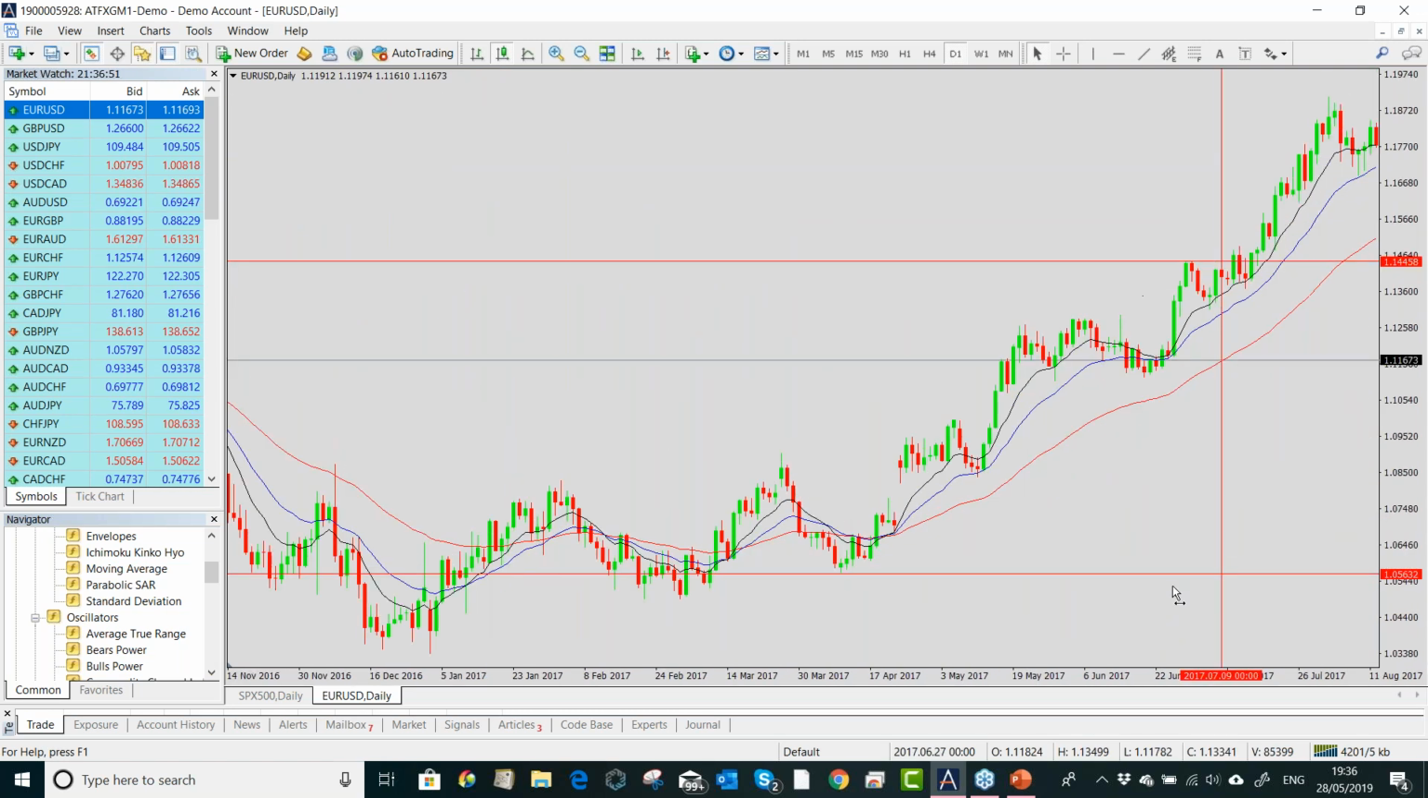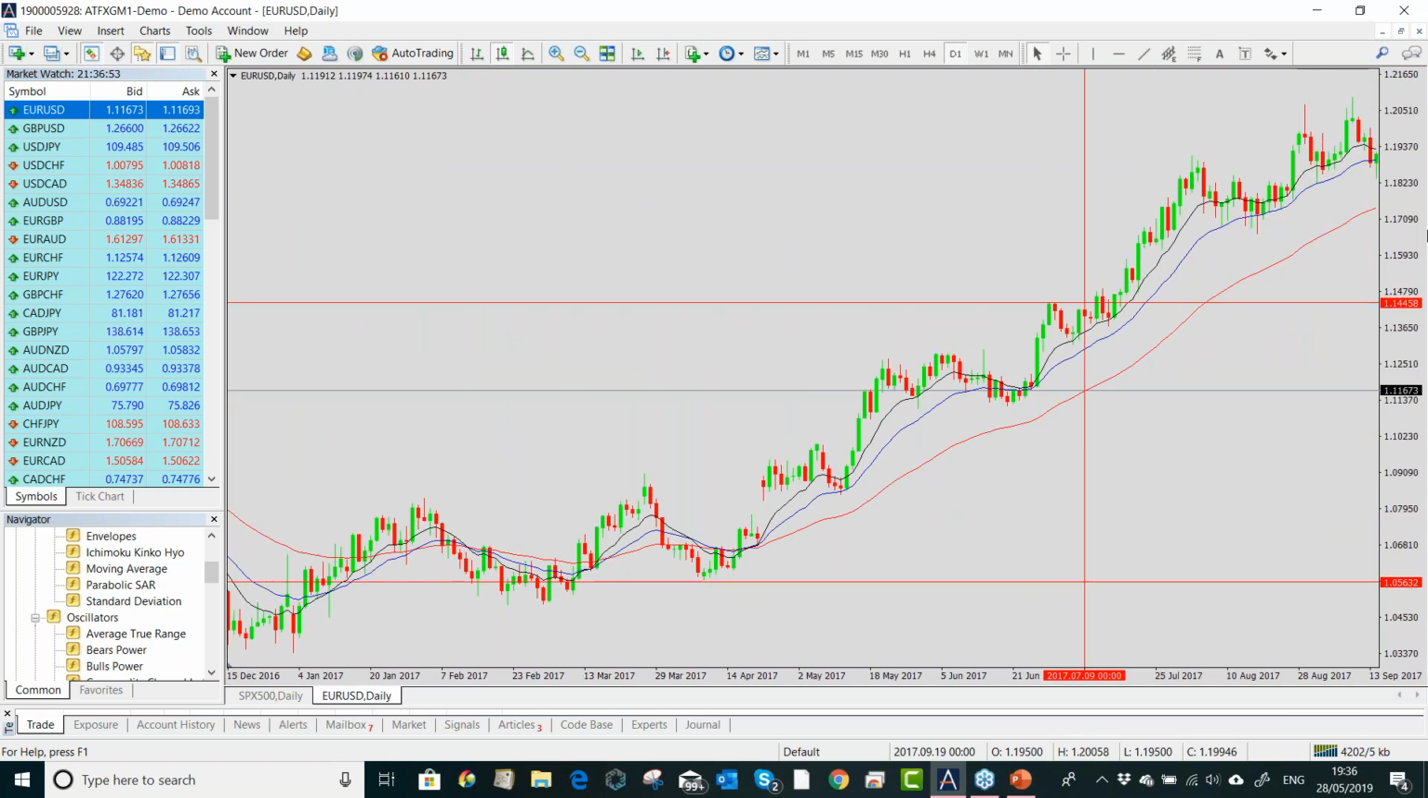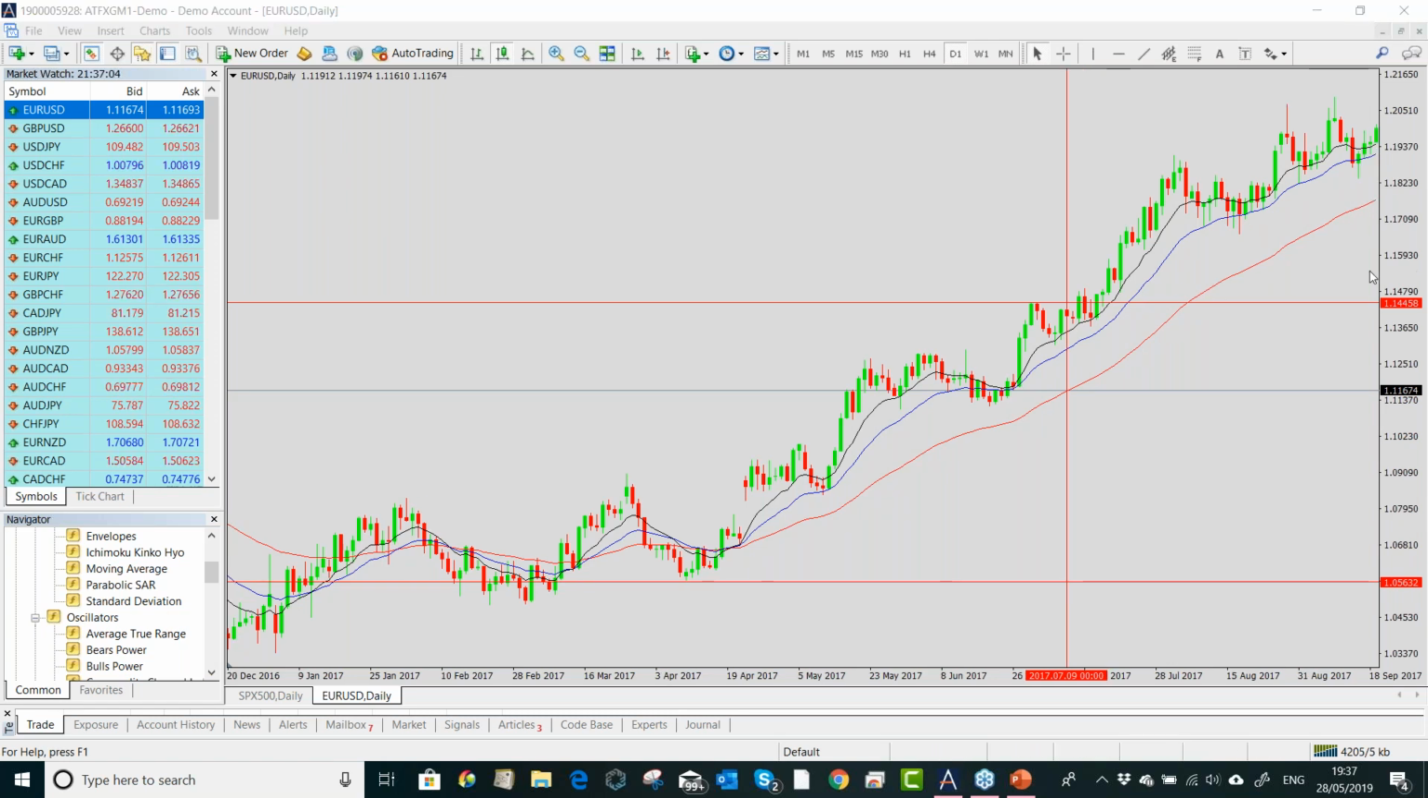But you can also see how once we do finally break out of that range, which is just coming up here, just around there, we break out, and we then see the start of an uptrend, which we can then trade. So plenty more buying opportunities there.